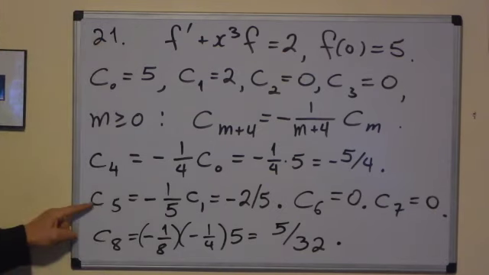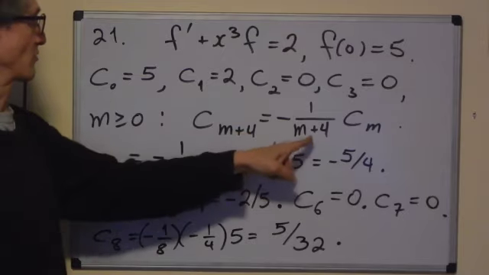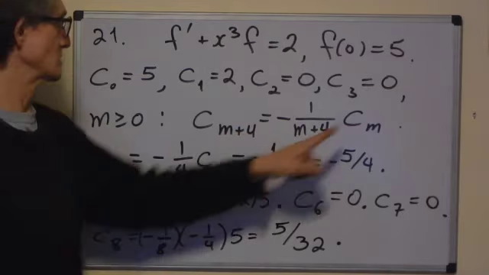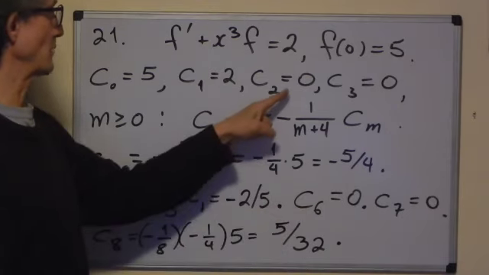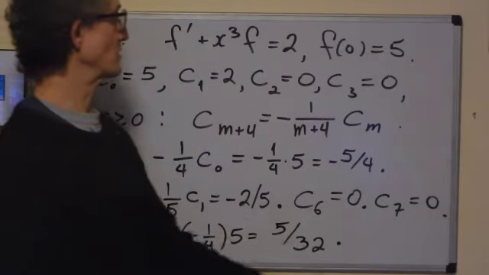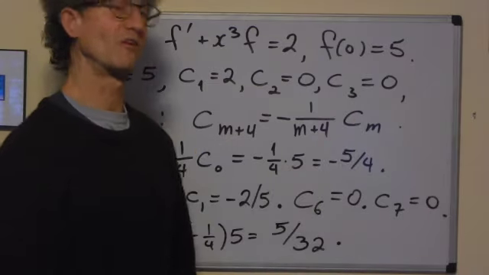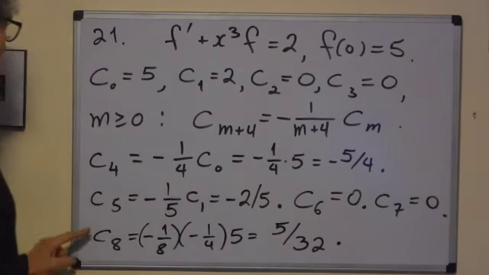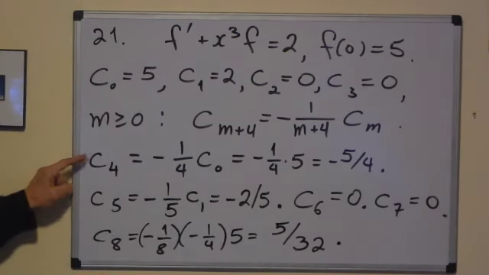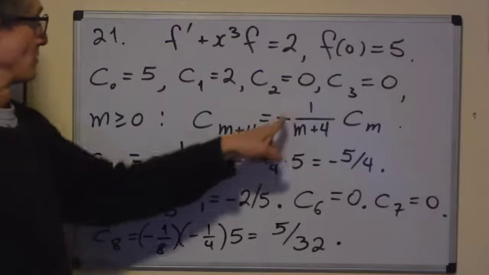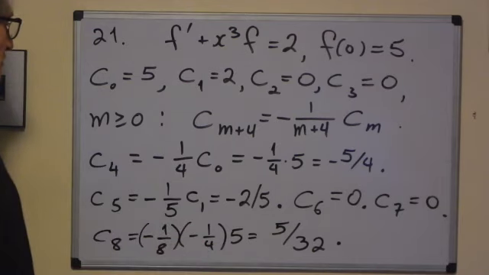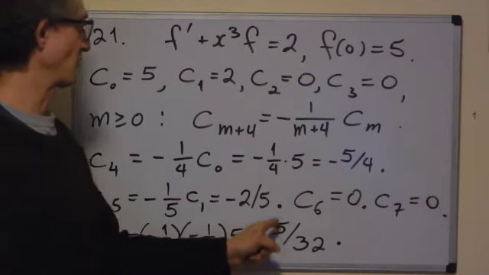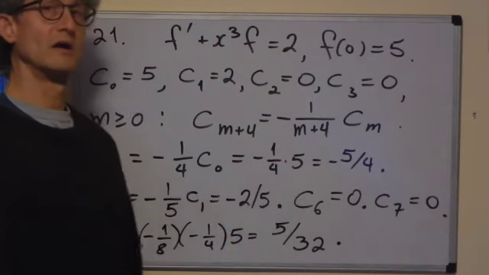And then c5 is going to be related to c1. So that's minus 1 over 5 times c1, which is minus 2 over 5. c6 is going to be a multiple of c2, so it's 0. c7 is going to be a multiple of c3, so that's 0 as well. c8 is going to be a multiple of c4, and so we have minus 1 over 8 times c4, which was minus 1 over 4 times 5, and that gives us plus 5 over 32, and so on.